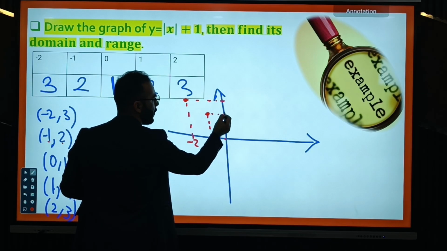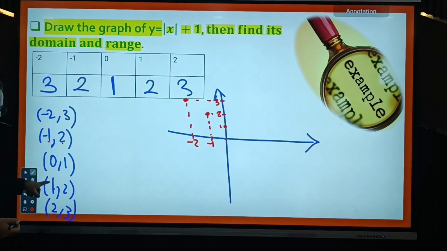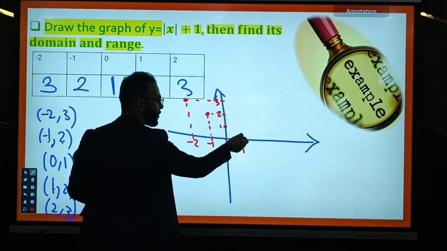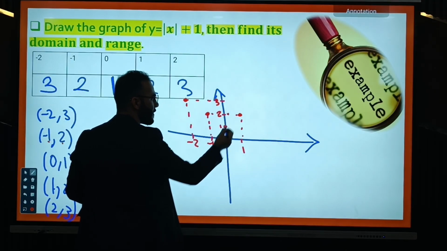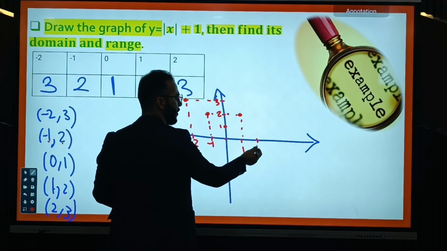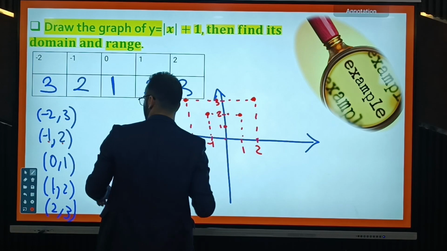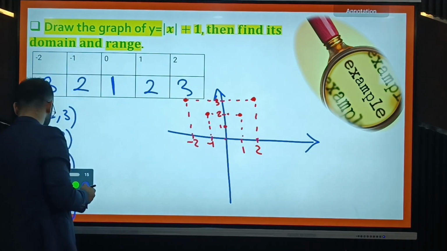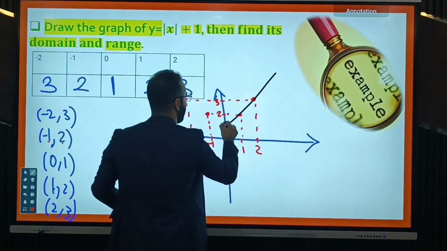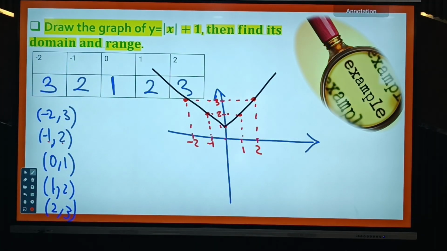Okay, 1, 2, and 3. Perfect. From the other side we have 1 and 2. So 1 here and 2 again is somewhere around that place. And how about 2 and 3? So 2, let's imagine, and 3 again is over there. So let's just connect them. So this is going to be our graph. This is how we are going to graph an absolute value function.